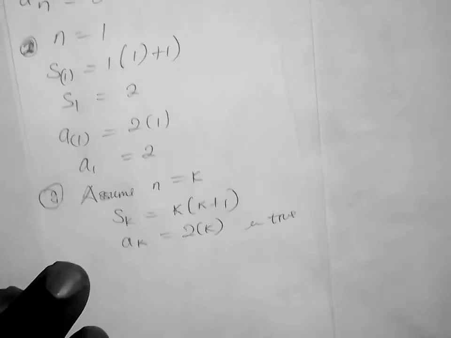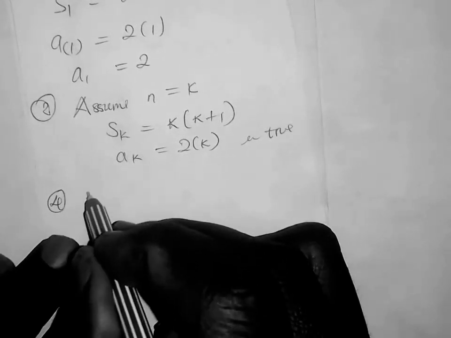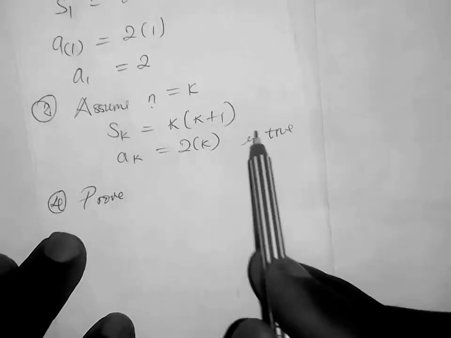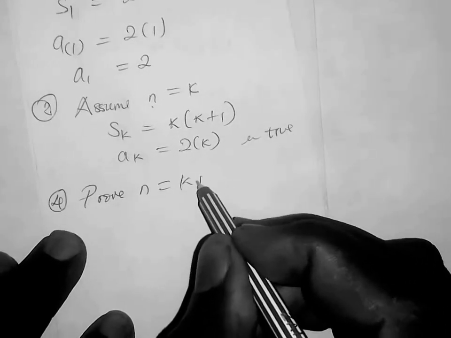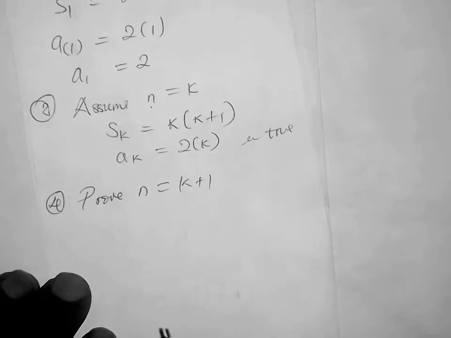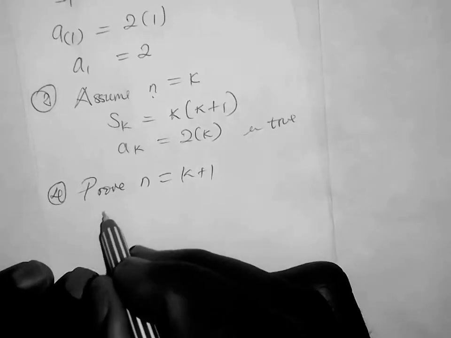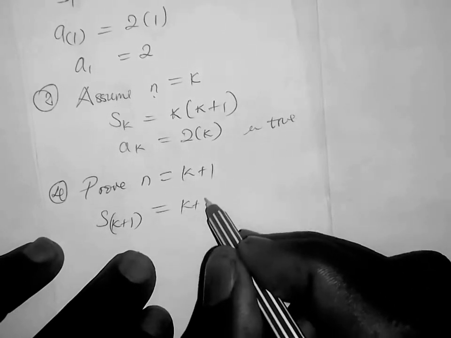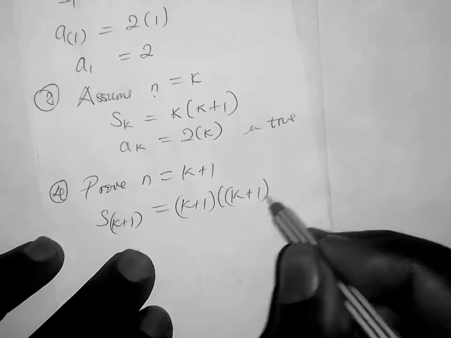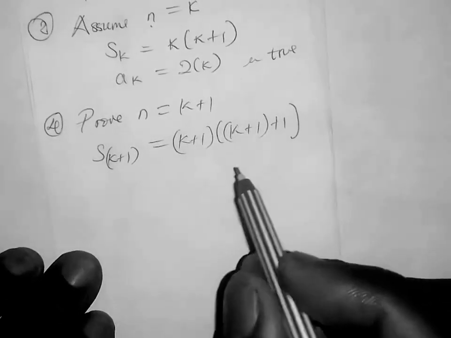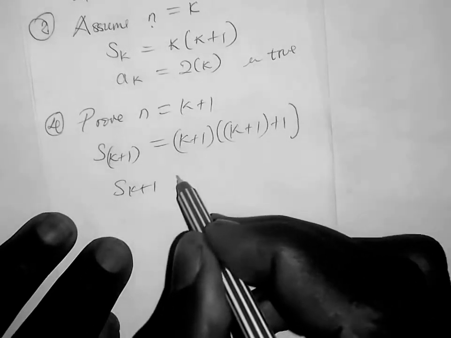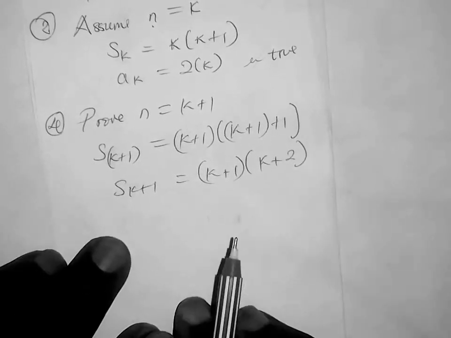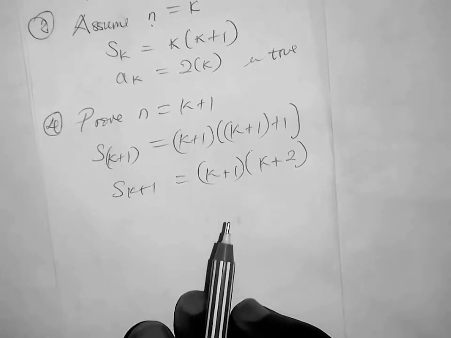So these statements are true. Then our fourth step, we prove by induction that since for n equal to k the statement is true, this holds for n equal to k + 1 term; it will be true. Now we need to prove that by induction. So we replace k with k + 1, so S(k+1) is equal to (k + 1)(k + 1 + 1). So I can say S(k+1) is equal to (k + 1)(k + 2).